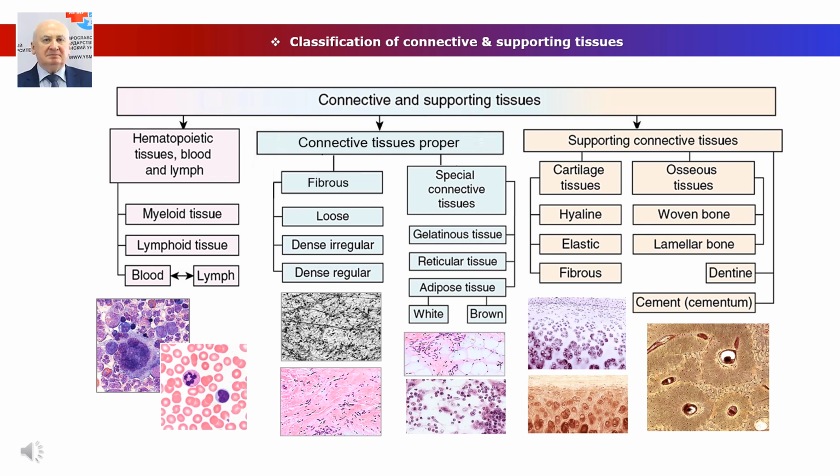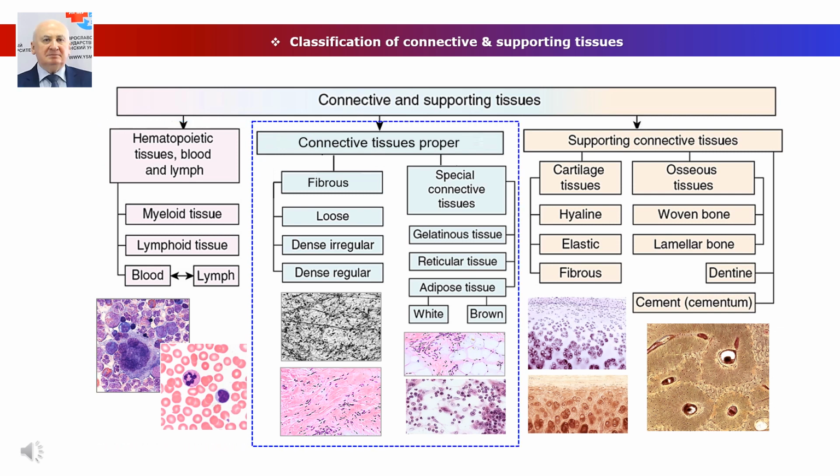The entire diversity of tissues of the internal environment can be represented in the form of a classification. The system of connective and supporting tissues includes hematopoietic tissues, connective tissues proper, and supporting connective tissues. Hematopoietic tissues ensure blood cell development in the hematopoietic organs, from where mature formed elements enter the bloodstream.